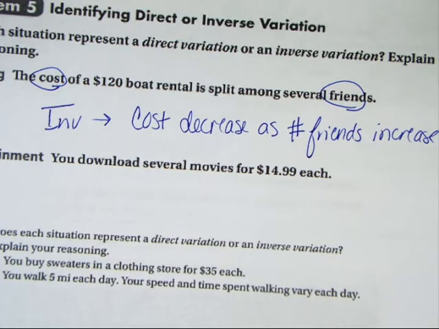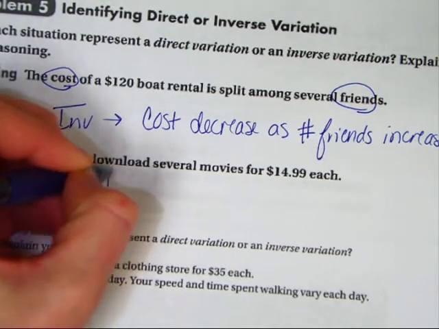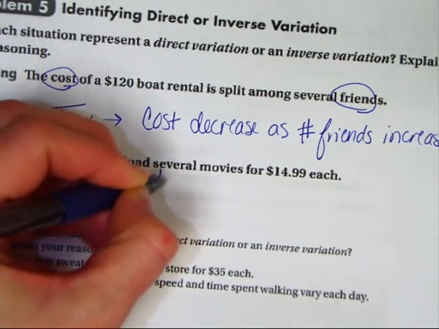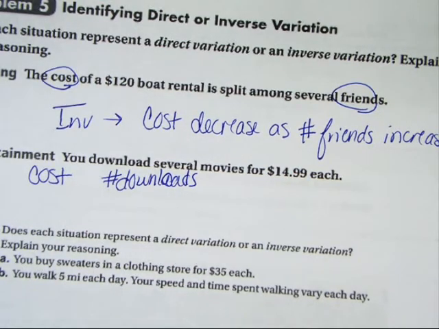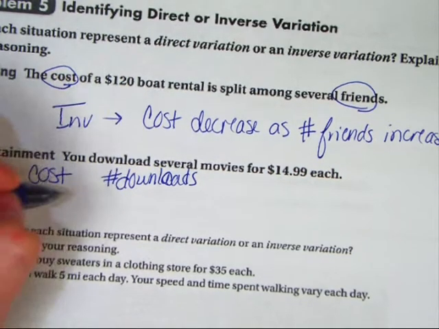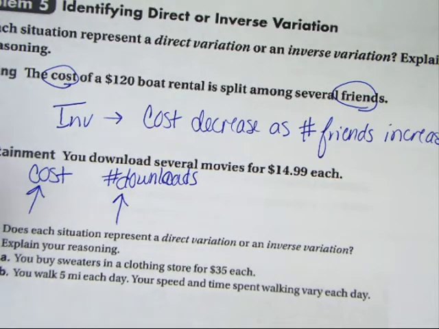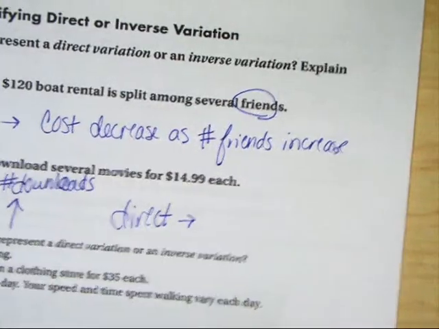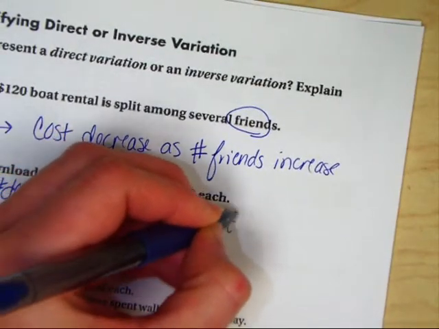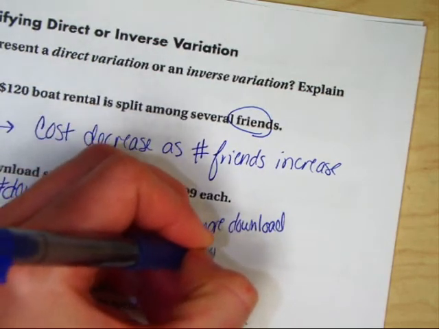Now you download several movies, and each one is $14.99. So let's think about the cost, and let's think about the number of downloads. What's happening to the cost as the number of downloads increases? I'm hoping you know as the number of downloads increases, the cost increases, right? Well, that would be a direct variation. And the reason that one's direct is because the more you download, the more you spend.